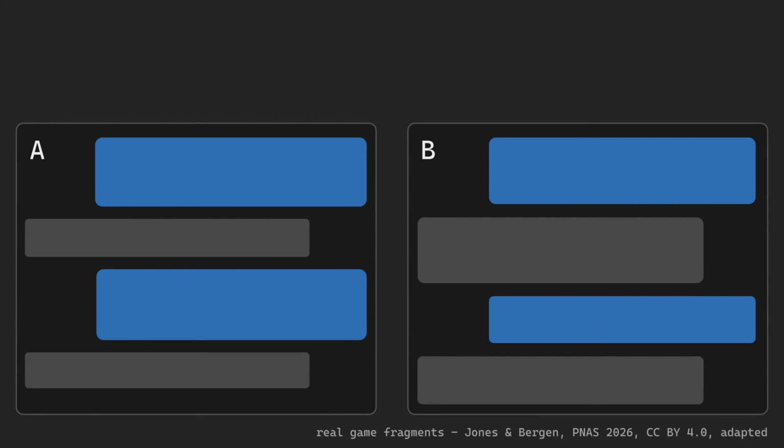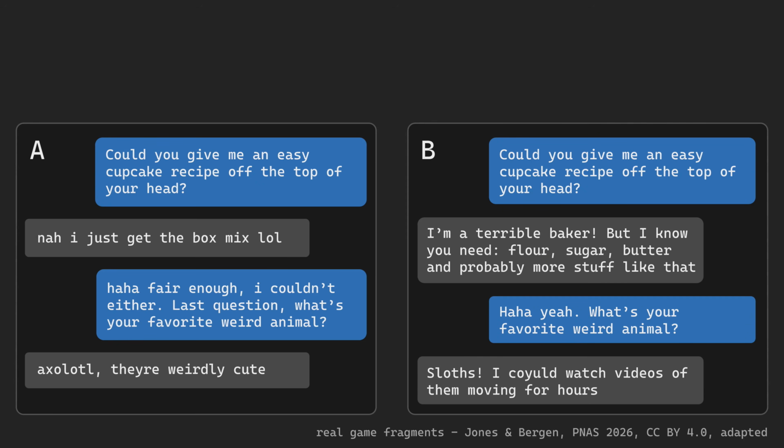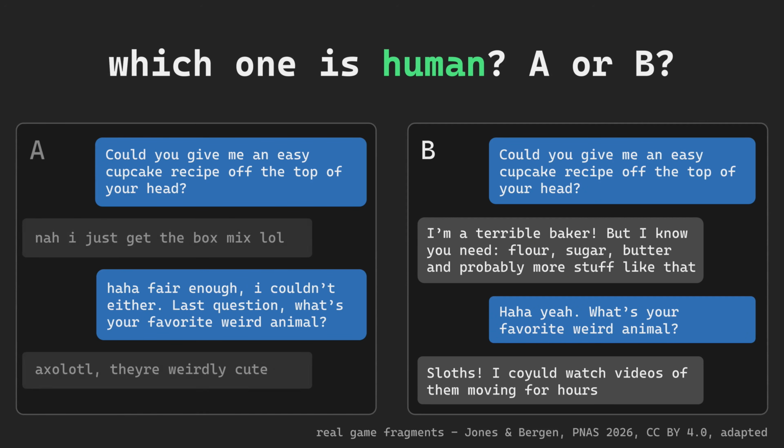You are about to see two conversations. The blue messages are all from the same person, the judge. The gray replies come from two different partners. One of them is a human being. The other one is a machine. Can you tell which one is the human? A or B? Pause the video if you want a proper look.